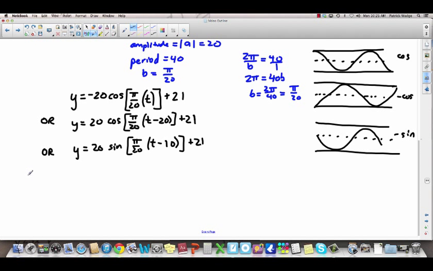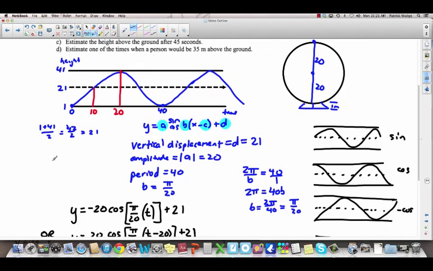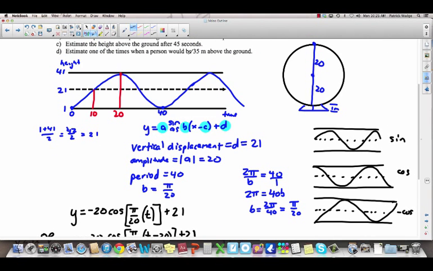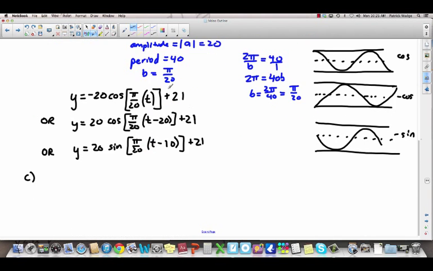Question C is, estimate the height above the ground after 45 seconds. Alright, well you could use any one of these graphs. I'm going to use the first one that I talked about here. I'll highlight it, this one. And we want to know how high you are after 45 seconds.